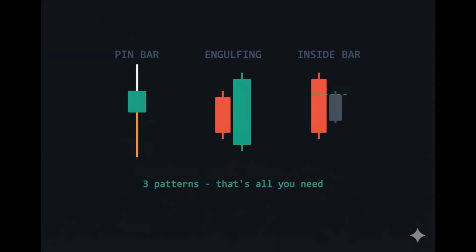There are 3 confirmation patterns that work at SMC zones. You do not need to know all 30-something Japanese candlestick patterns. You need to know these 3, because these 3 are the PA signature of institutional order flow. Pattern 1, the pin bar. Pattern 2, the bullish engulfing. Pattern 3, the inside bar breakout. Each one tells a slightly different story. Let's go through them one by one.